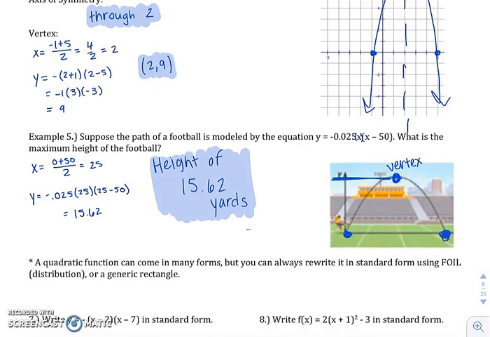So just remember, don't let the applications or the word problem scare you. If it gives you the equation already, you're good to go. Just understand that if it says find the maximum or minimum in any equation, it's really just asking, hey, what's the vertex?